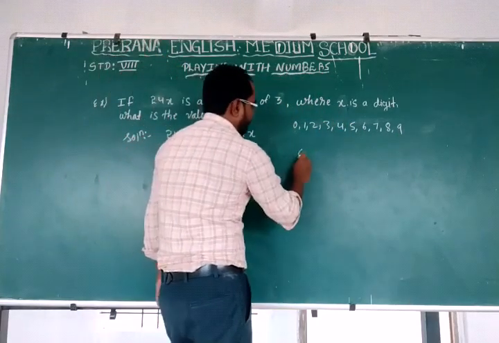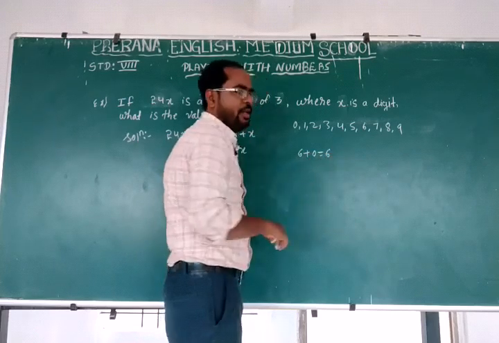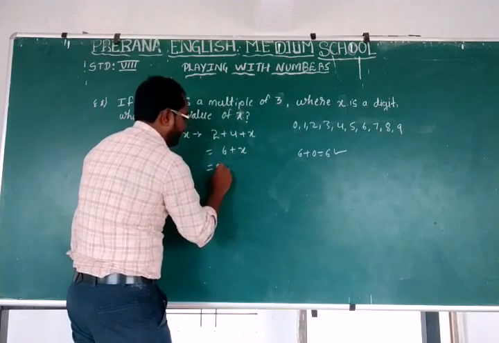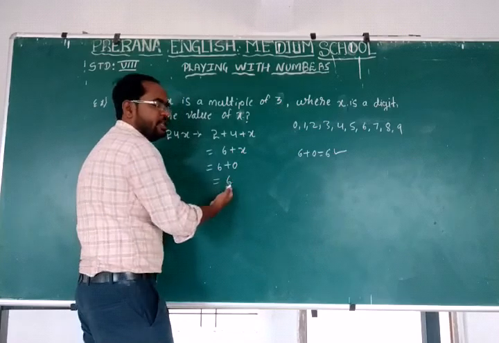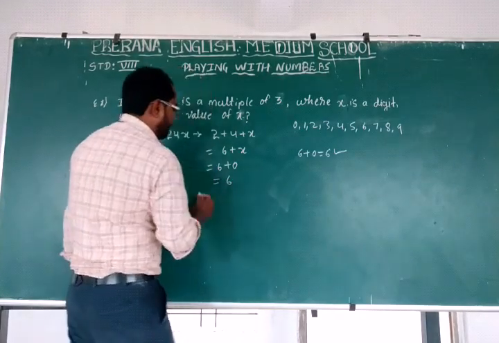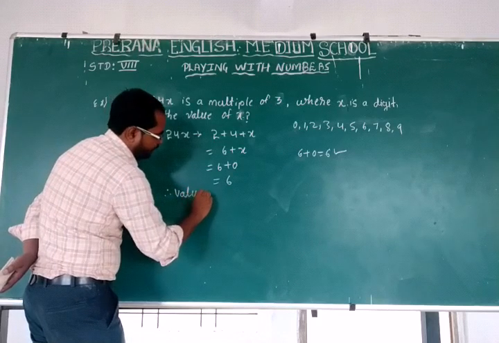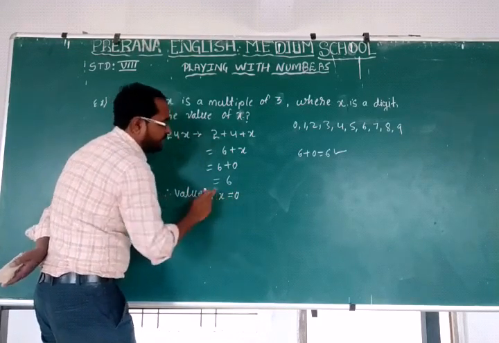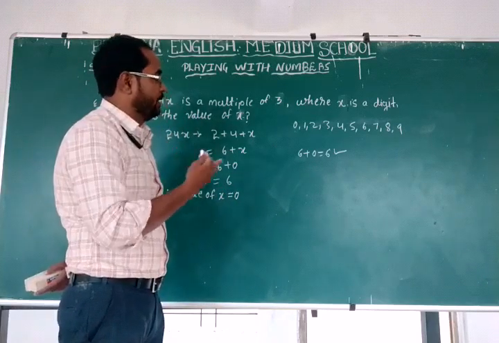So try with the first. If it is 6 plus 0, that is equal to 6. Is 6 a multiple of 3? Yes. It is divisible. That means 3 into 2, it is divisible by 3. Therefore, the value of x is equal to 0. Is 0 the only value, or apart from 0 do we get any other values?